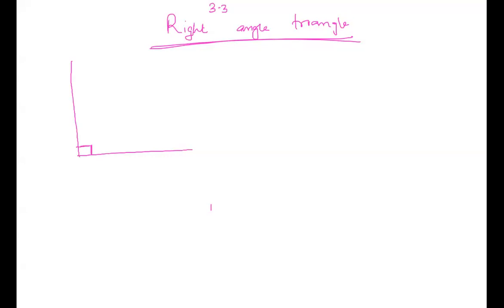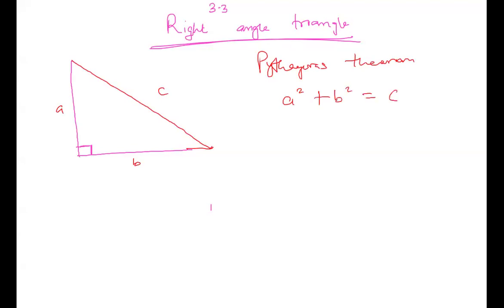And there's going to be the hypotenuse, the red bit. That's the hypotenuse. So the first rule we're going to look at is called the Pythagoras theorem. Pythagoras theorem says that A squared, the two short sides, equals the longest one. So A squared plus B squared equals C squared.